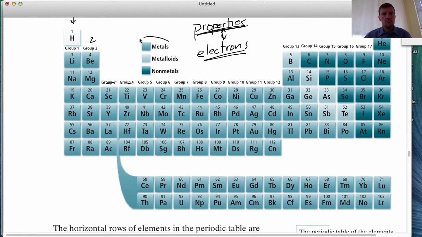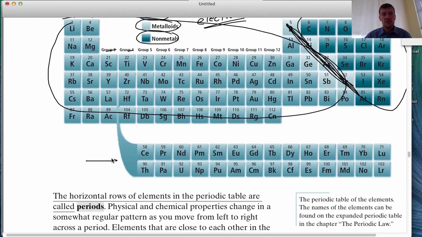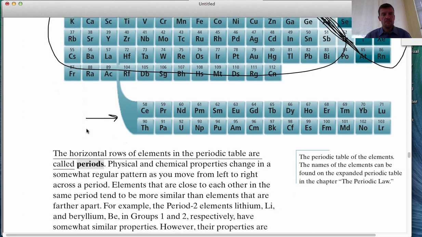You'll notice that the metals are mostly over here on the left side of the periodic table. The nonmetals, there are fewer of them, are over here on the right side. And then metalloids are kind of in between. They have properties of both metals and nonmetals, and they're right here along the border between metals and nonmetals. We'll talk about this group down here, but for right now, we'll just leave it be.